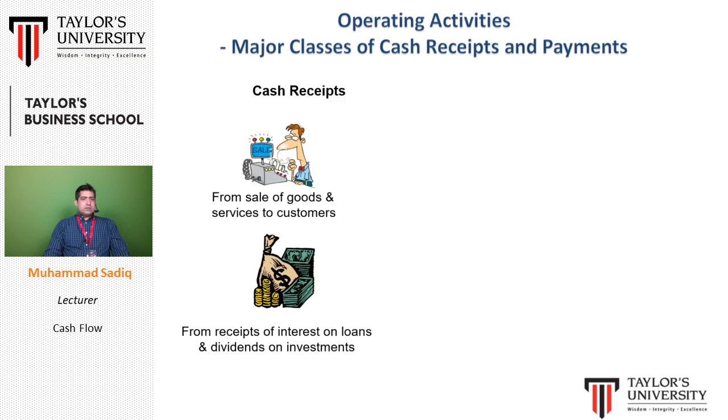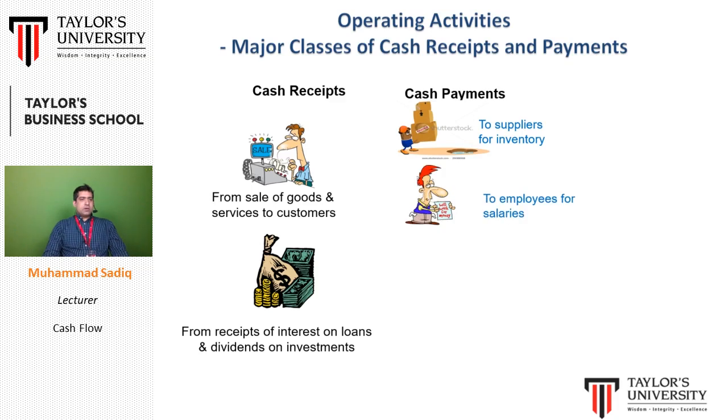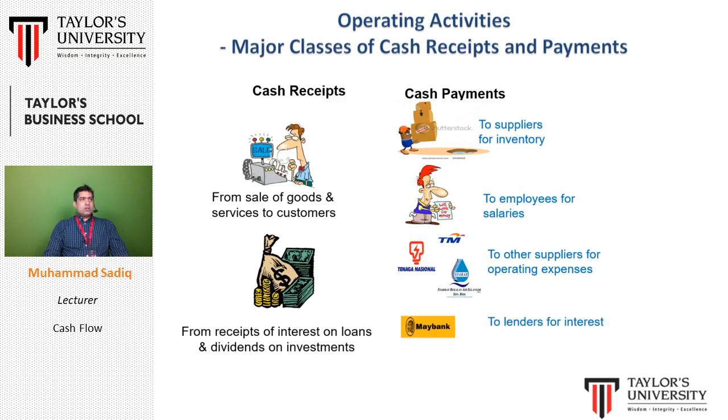Similarly, we also have some cash outflows in the operating activities, and the cash will flow out from the business, or you can say the cash payments. In operating activities, cash flows out when we pay cash to our supplier for inventory which we have purchased. Cash also flows out when we pay salaries to our employees, and when we pay other expenses such as electricity and telephone expenses.